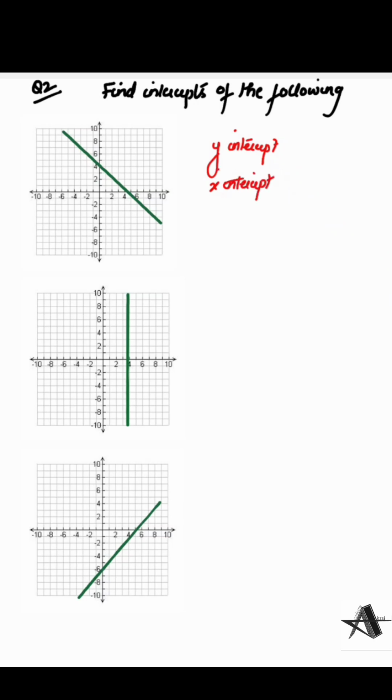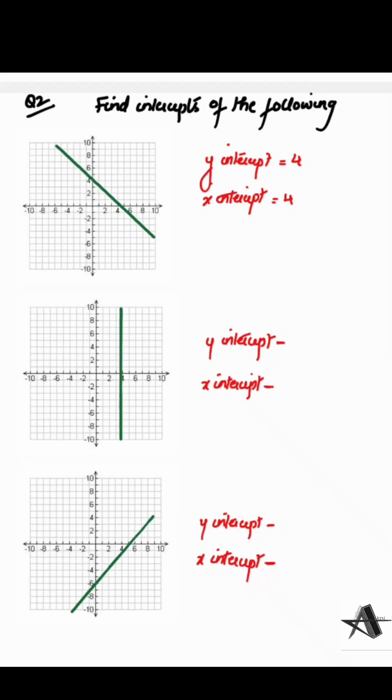Clearly, y it's cutting at 4. So y-intercept would be 4. And x-intercept, it's just like a thick line actually, but it's passing through 4 as well here. So I would say x-intercept be 4 as well. For the next one, now look at the next one.